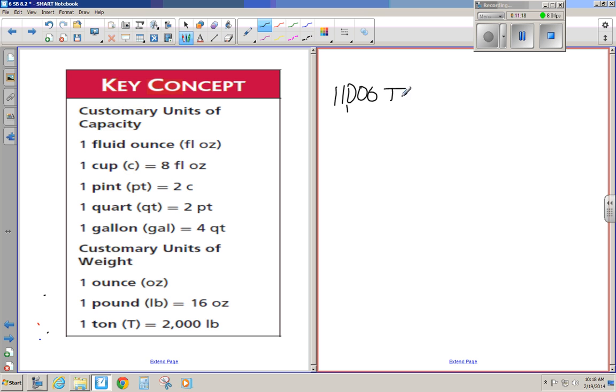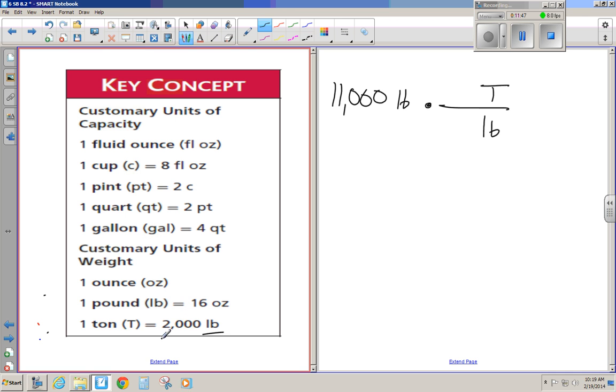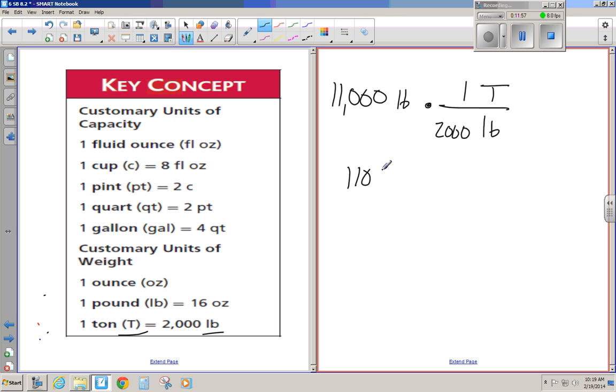So we have to multiply by a conversion factor. Oh, not tons, I'm sorry. It was 11,000 pounds. So we're multiplying by the conversion factor that has pounds in the denominator and tons in the numerator. Well, pounds, tons, 1 ton, 2,000 pounds. And now we have 11,000 times 1 over 2,000, which gives me the 55 tons we were looking for.